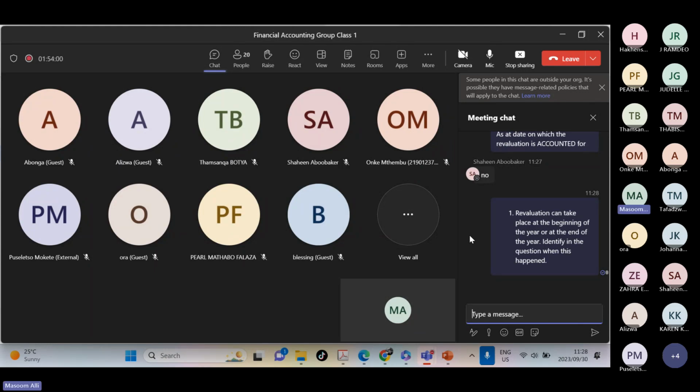Now, the second thing is that if it happened at the beginning of the year, it's not difficult because you would then just determine your net replacement cost at the beginning of the year, and you would use that as your basis and continue. Okay, so that's not a problem.